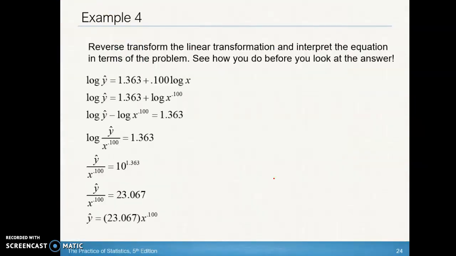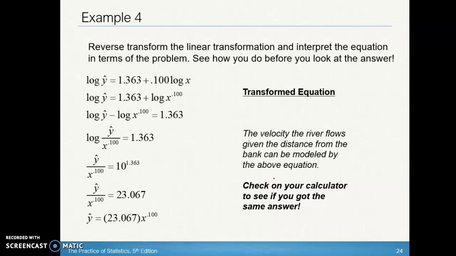Now, the reverse transformation here, I'm going to show this to you. Please keep in mind that you can use your calculator to do this exact same thing. Honestly, I would not do this by hand. You can take a look at this. I'm not going to go through this, but if you want an explanation, just shoot me an email and I'm happy to. Now, just check on your calculator. You'll get the same answer.